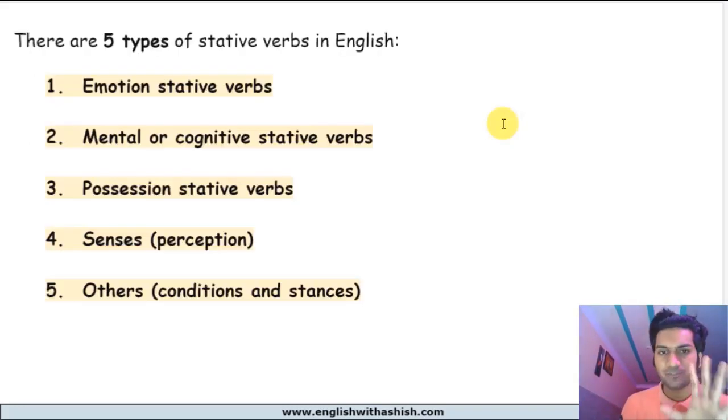Now we have 5 types of states in English. 5 types of stative verbs, right? Emotional stative verbs, emotional state, mental state, and these verbs are called mental or cognitive stative verbs.